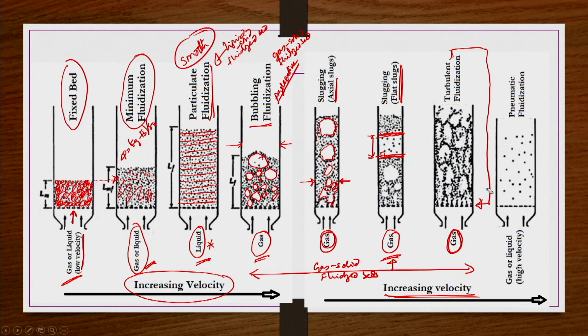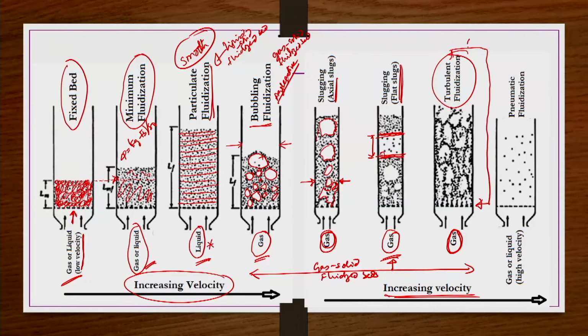So like this. Okay. So for these kinds of beds, if you do not have recirculation of the particles, then we call it turbulent fluidization. If you capture those particles and send them back as a recycle to the bed again, then you can call them circulating fluidized beds.